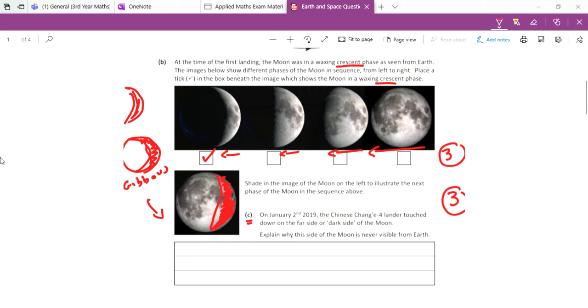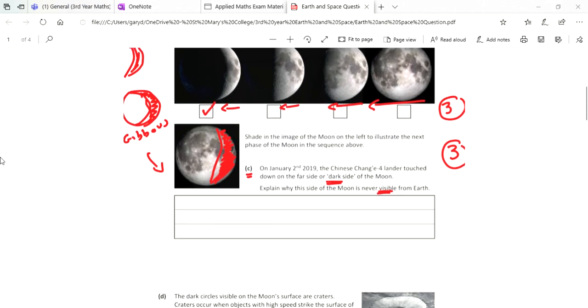Next question, part C, was really tricky, and we did mention this in class before, but it's really hard to explain over a video. I kind of need to show you the little models we have in class, but I'll try to explain it. So on January 2nd, 2019, the Chinese Chang'e 4 lander touched down on the far side or the dark side of the moon. Explain why this side of the moon is never visible from Earth. So to explain this, and it's quite tricky as I said, can I move this down a little bit to get a bit of space?